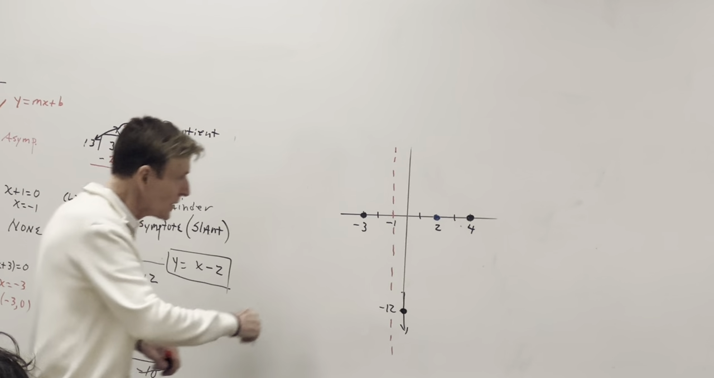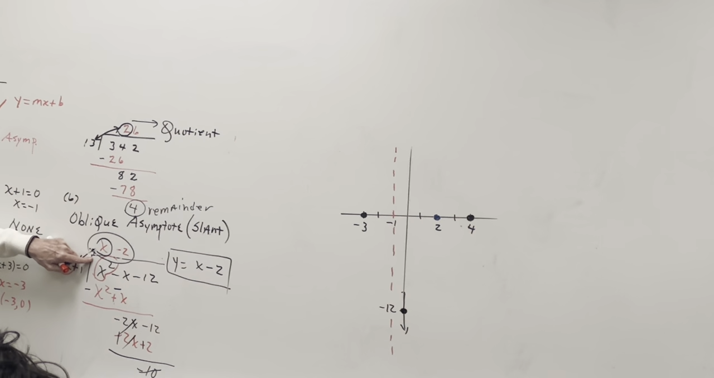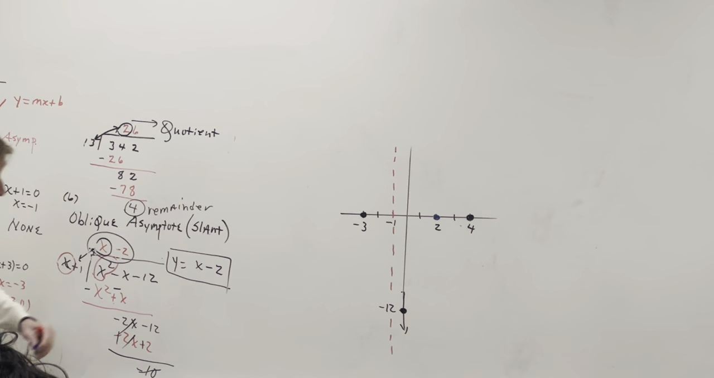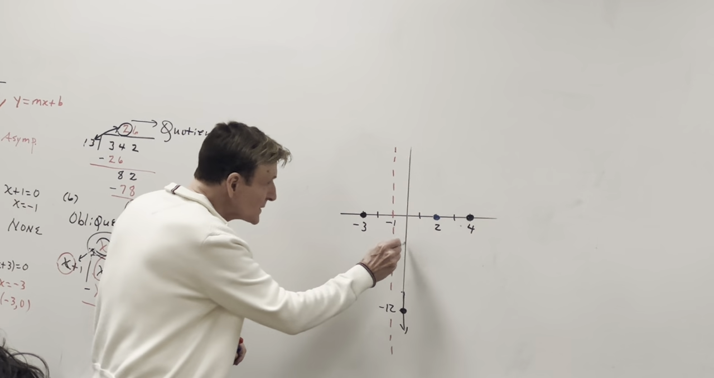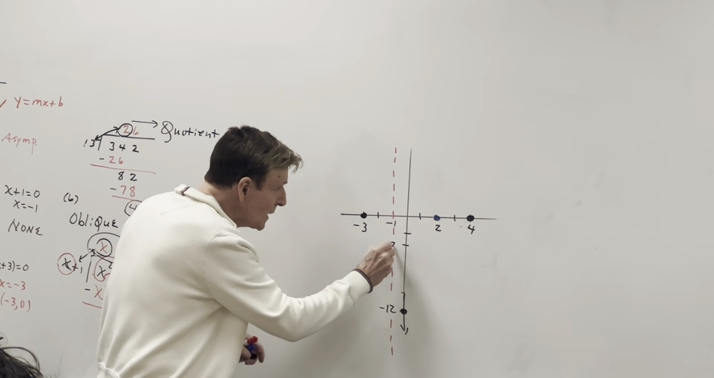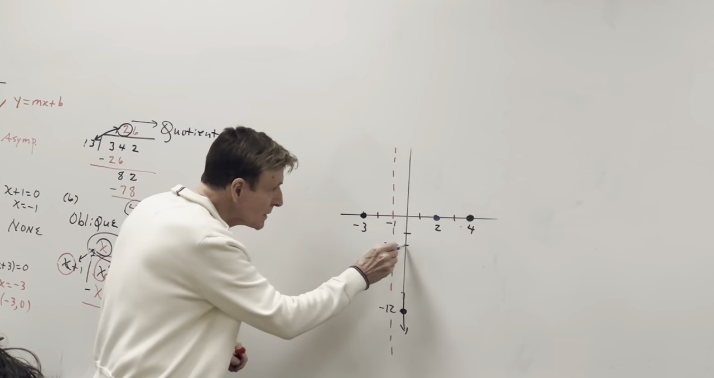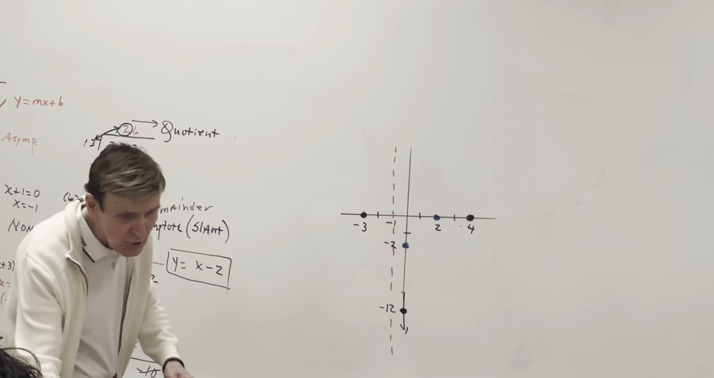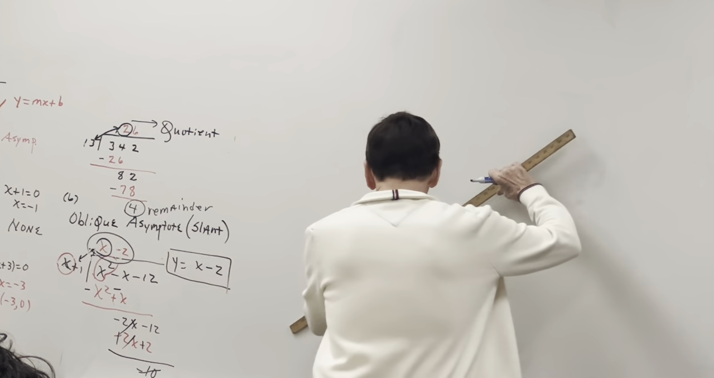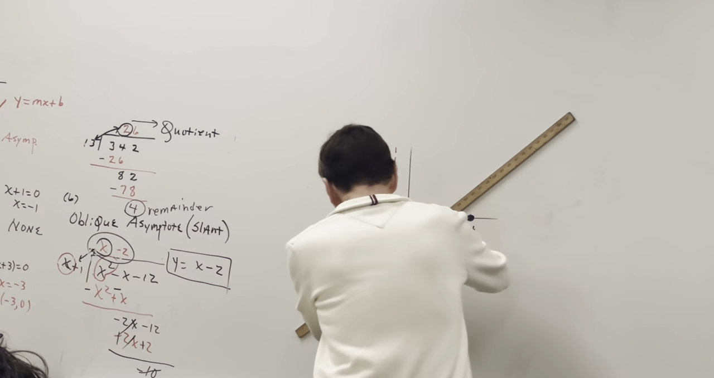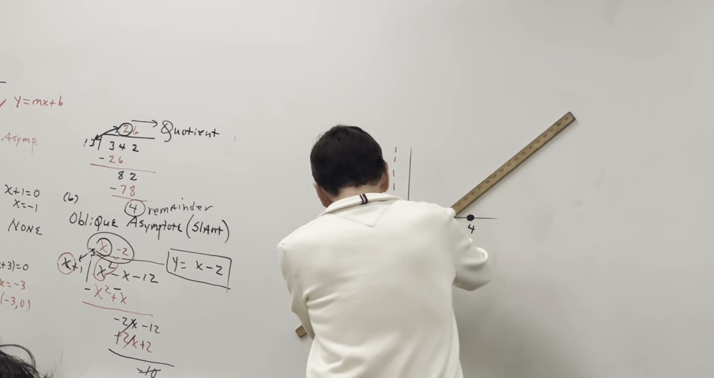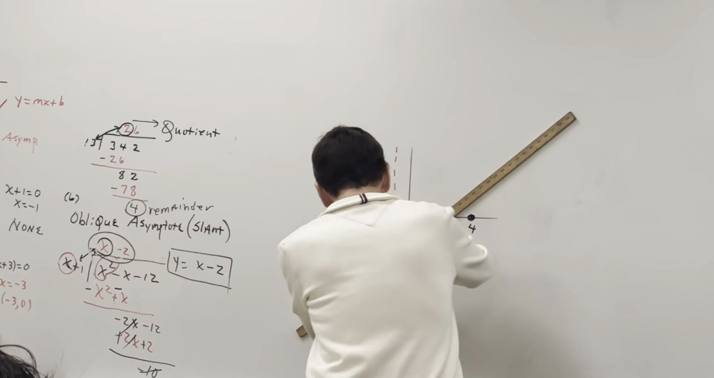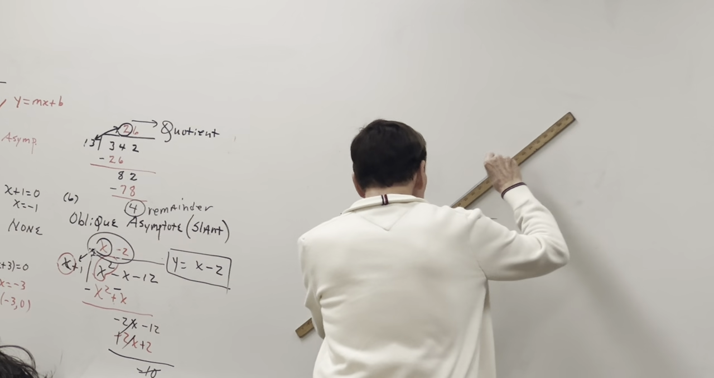Use a different color here. Where's the y-intercept on the x minus 2? If I replace x by 0, I get what? Negative 2, so that's down here. Place it back here. That was here. Wow. So we connect those 2 points to determine the line. Here is your so-called oblique asymptote. Something like that.